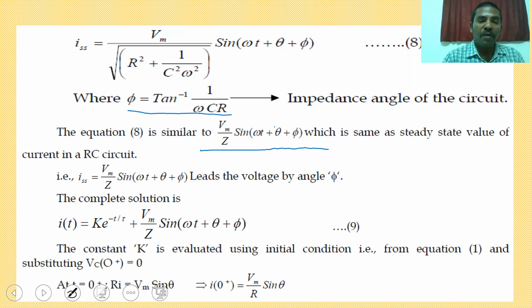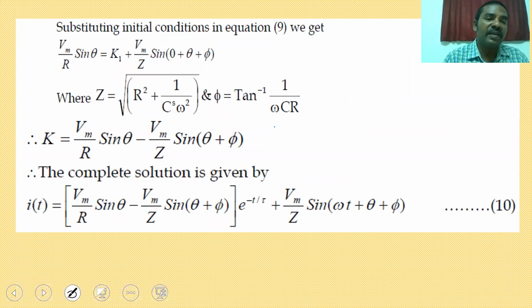So now Vm by R sin theta is equal to K1. So e power minus 0 is 1. Vm by Z sin omega t, with t is 0, plus theta plus phi. So Z is equal to root of R square plus 1 by C square omega square. Phi is tan inverse of 1 by omega C R. So K is equal to Vm by R sin theta minus Vm by Z sin theta plus phi.